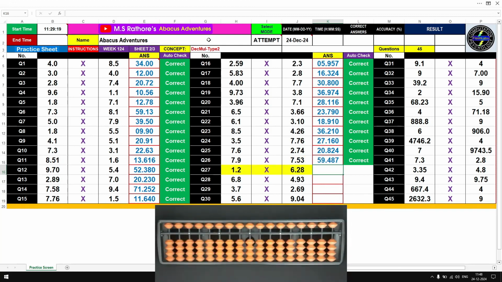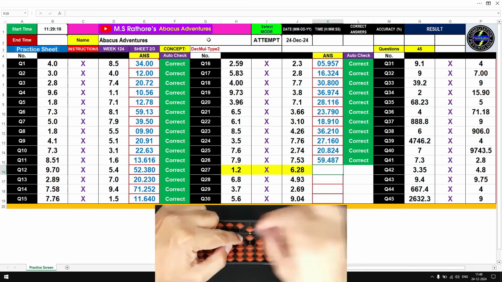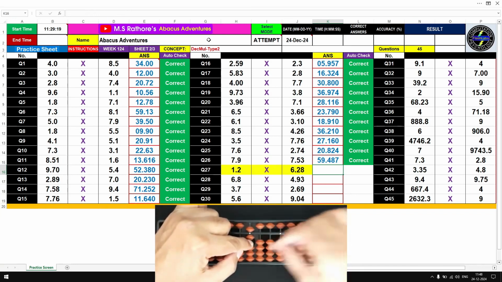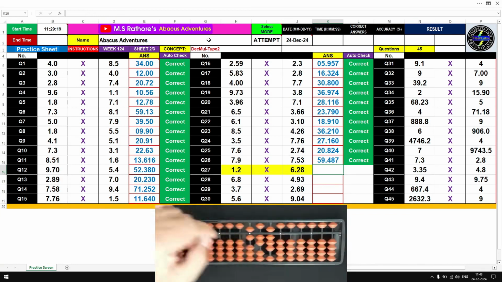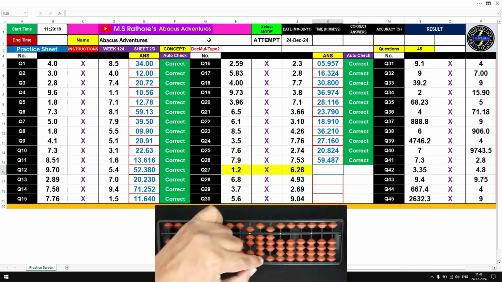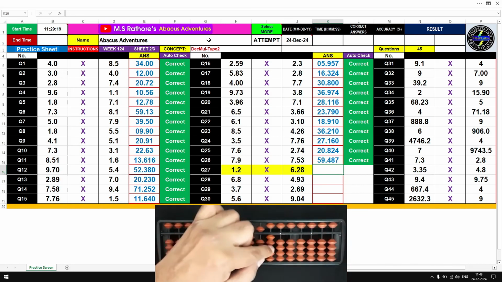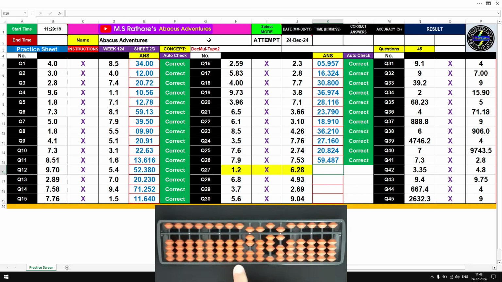Question number 27, 1.2 multiplied by 6.28, beginning from rod number 2. 1 6 is 06, shifted. 1 2 is 02, shifted. 1 8 is 08. Round 2 begins now. 2 6s are 12, shifted. 2 2s are 04, shifted. 2 8s are 16, and the answer is 07.536.